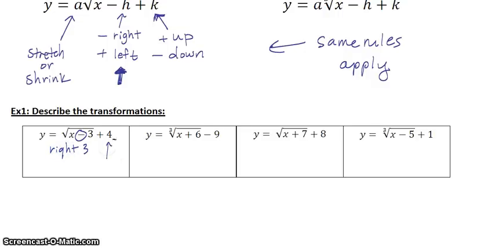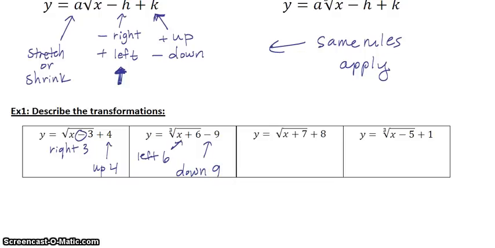And then outside the square root, I see a plus sign. Go back to my notes. Okay, plus sign outside means up. So this graph is translated right 3, up 4 from the original. Next one. Now I see a plus sign underneath, so that one is going left. So that one's going left 6. And now I see a minus sign outside. Look at my notes. Okay, so this one's going left 6, down 9.